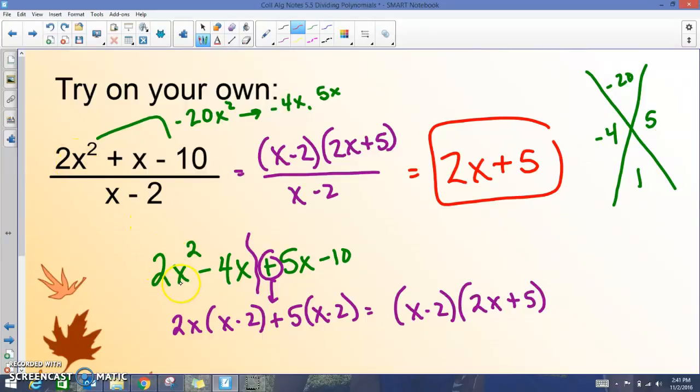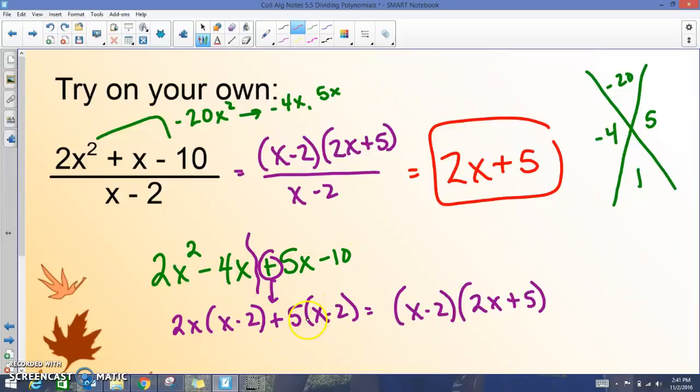So first term stays the same. That's a 2x squared. We replace the middle term with our two factors. I put the negative first, so it's going to be 2x squared minus 4x plus 5x, and bring down that last term of the minus 10. We split it in half. Common factor on the left side is 2x, so then we're left with x minus 2 in the parentheses. Make sure you bring down the sign after the split, so it's a plus sign.